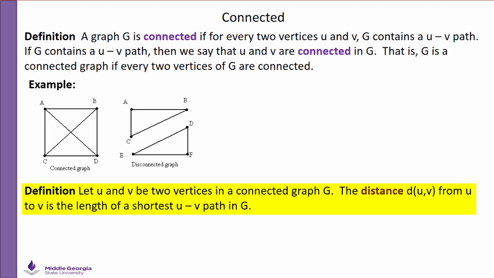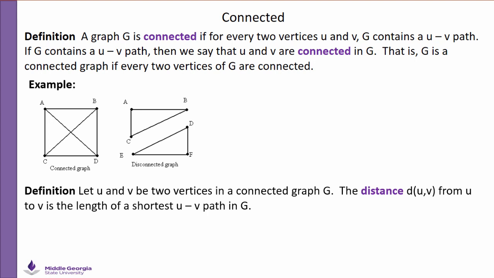Definition. Let U and V be 2 vertices in a connected graph G. The distance d of UV from U to V is the length of the shortest UV path in G. Looking at our connected graph on the left, to find the distance between vertex A and vertex C, we could start finding all the paths between A and C and then see which is the shortest.